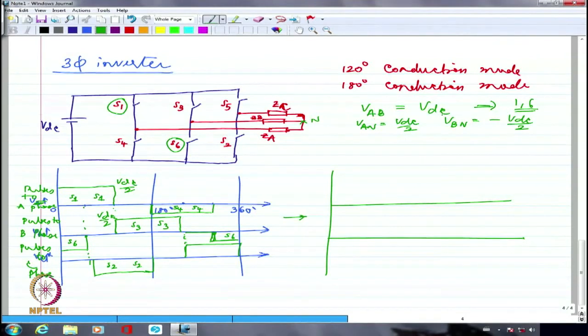So we have said VAB equal to VDC, agreed, but we can also get the line to line voltages by subtracting VAN minus VBN directly. So in this particular case, this is VDC by 2 minus minus VDC by 2, so it is VDC. So let me write VAB, or shall we draw it here itself so that the time scale is exactly the same. So VAB is going to be VDC during this portion.